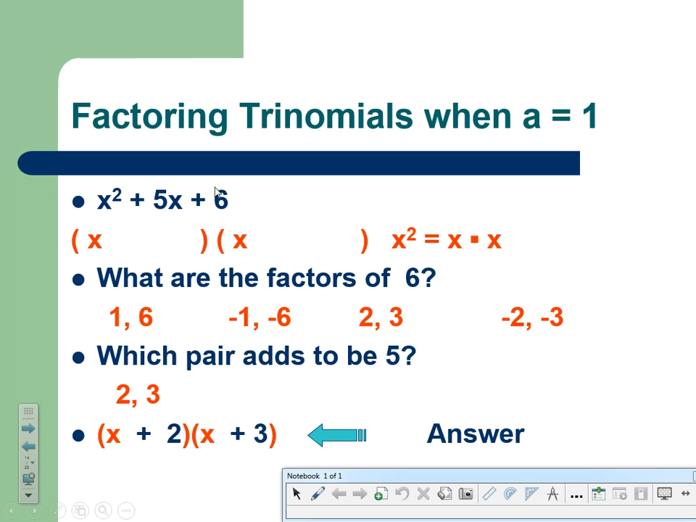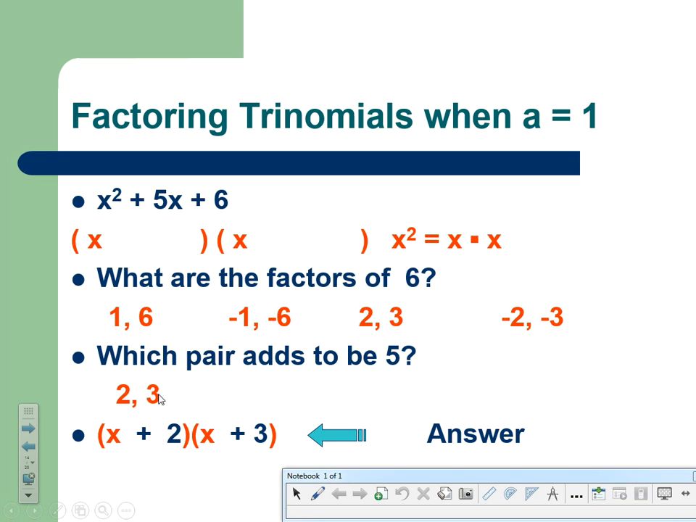Next, we look at the constant term, and we want to list all of the factor pairs of the constant term of 6. That means we want to list all of the factor pairs that will give us a positive 6 when we multiply: 1 times 6, negative 1 times negative 6, 2 times 3, negative 2 times negative 3. Once we list all of our factor pairs that give a product of positive 6, we want to choose the pair that adds up to our middle term of 5. And that pair is 2 and 3.